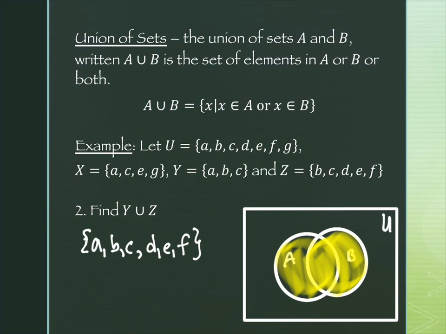Now, in doing so, you might actually end up getting the entire universal set. You might not. We don't here, but we could have. But this would be considered the union.